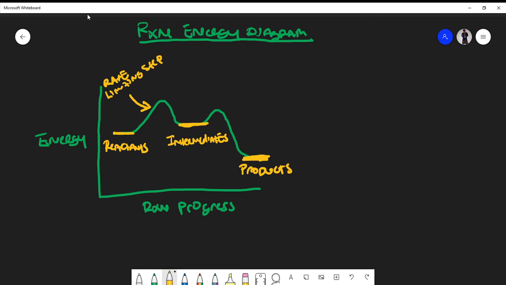Now, in chemistry, you usually see that at the top of these hills, we denote it by something like that. And at the direct top of this hill, where those number-sign looking things are, is what we call the transition states. So these are what we call the transition states.